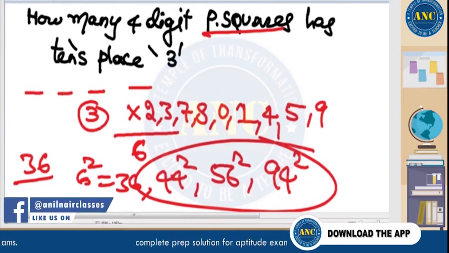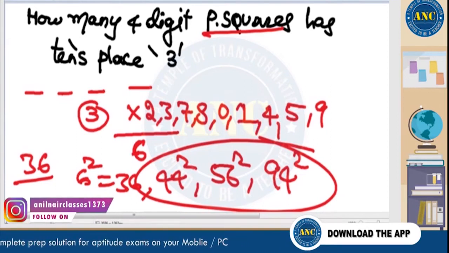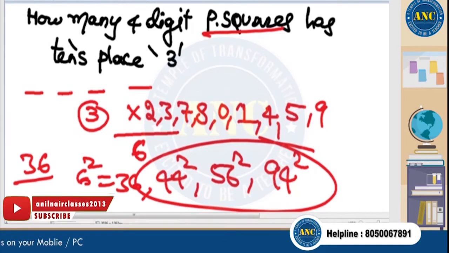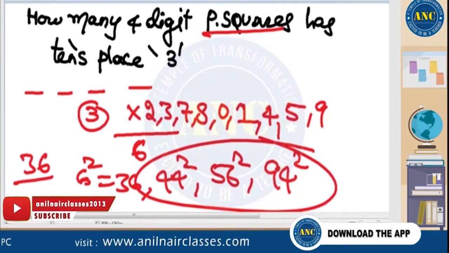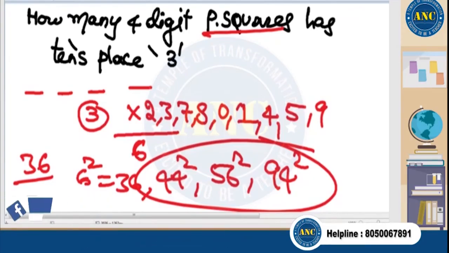A perfect square never ends with 2, 3, 7 or 8. It ends with 0, and the tens place should be an even number. Same case for 4, same case for 9. It cannot end with 5. Tens place has to be 2. 44, 56, 94. I hope it is clear. Right? We will do one more question.